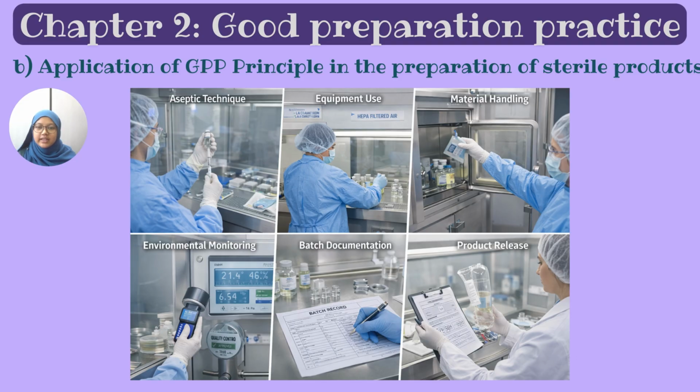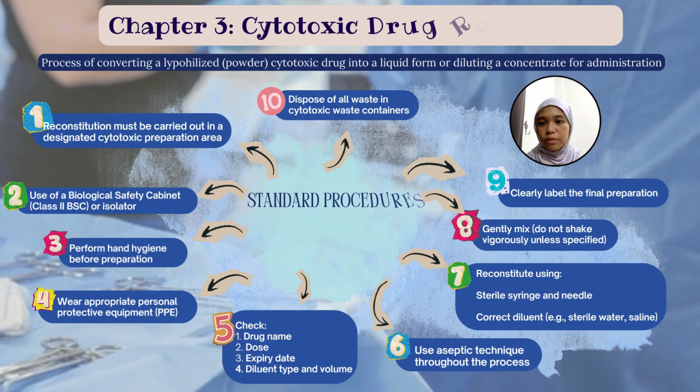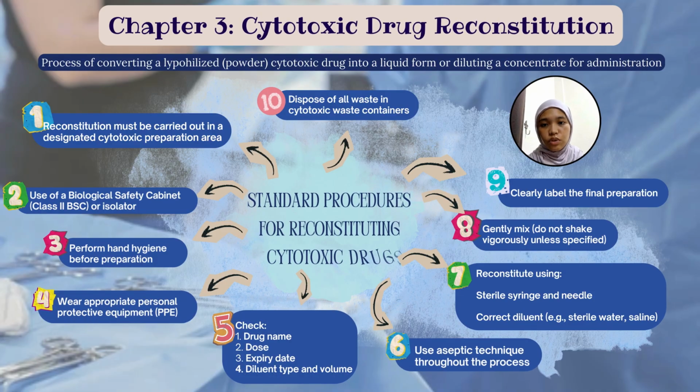Environmental monitoring is carried out by checking temperature, humidity, and pressure to ensure compliance. Batch documentation records each preparation step, and finally, the product undergoes pharmacy verification and release to ensure it is safe for patient use. Moving on to Chapter 3 about cytotoxic drug reconstitution.